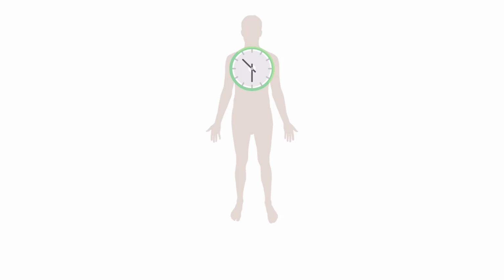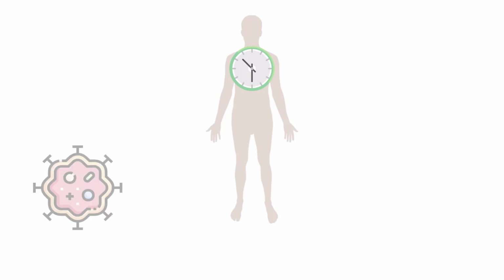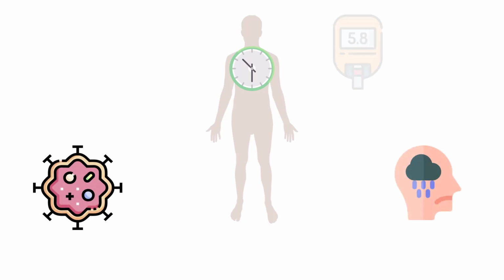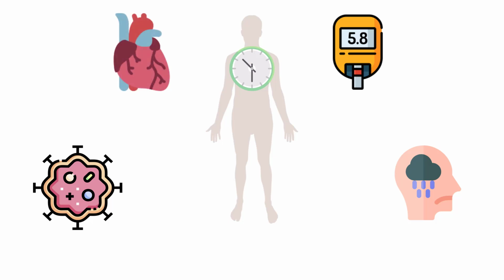Circadian misalignment, or a state in which the body's endogenous clock is out of sync with environmental or behavioral cycles, is a risk factor for a plethora of illnesses, such as cancer, mood disorders, diabetes, and cardiovascular diseases.